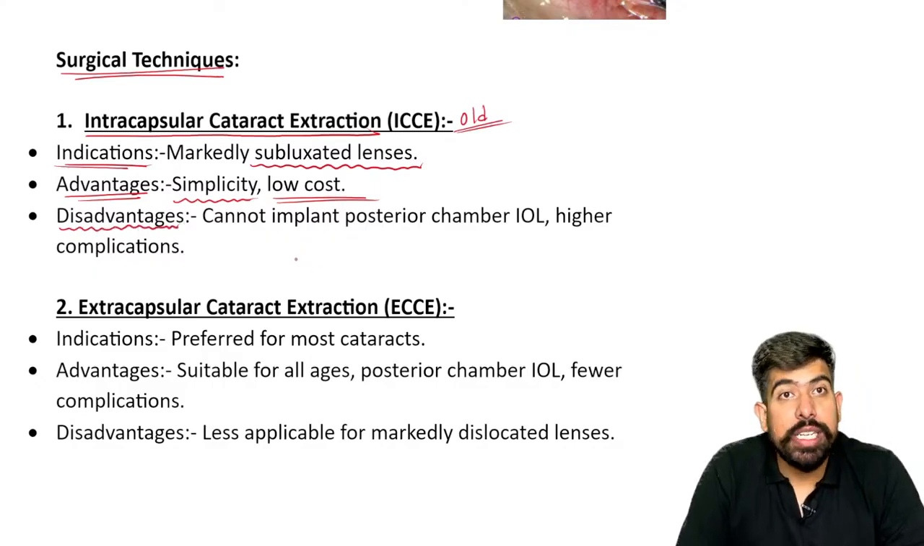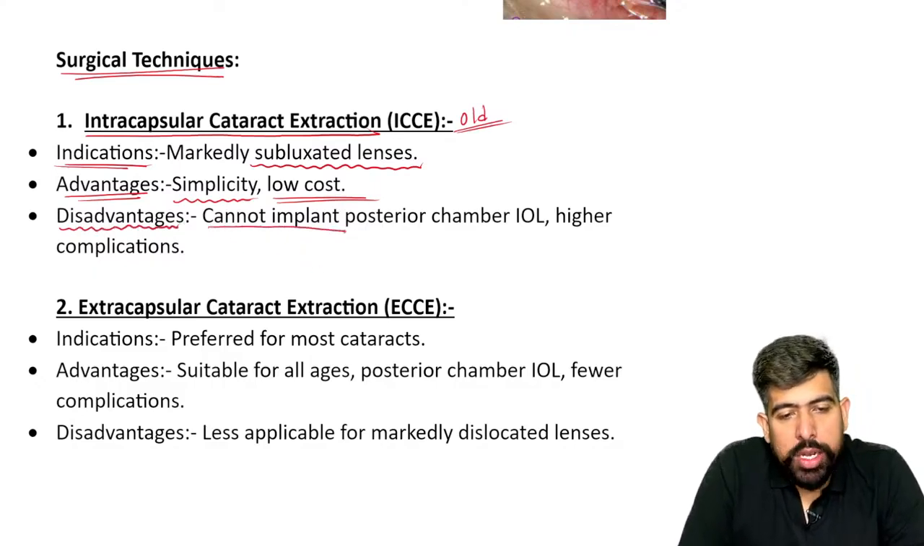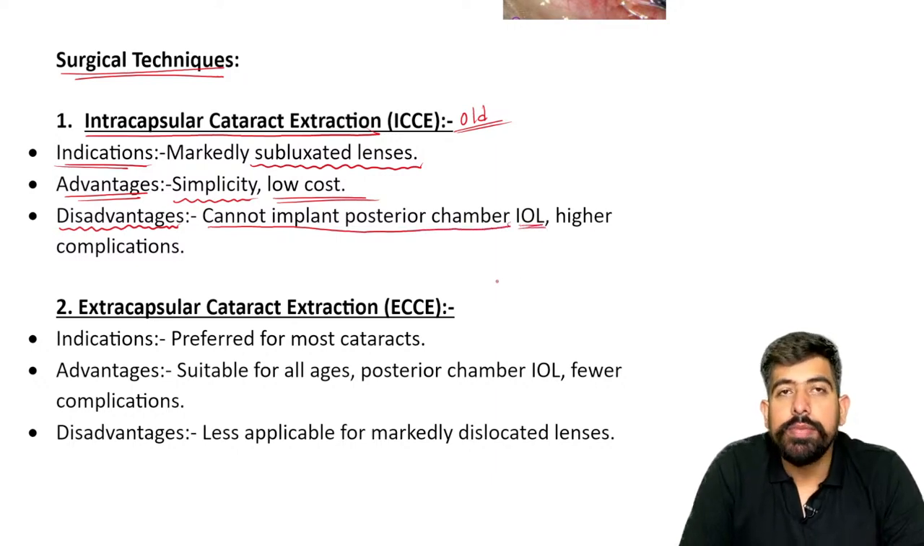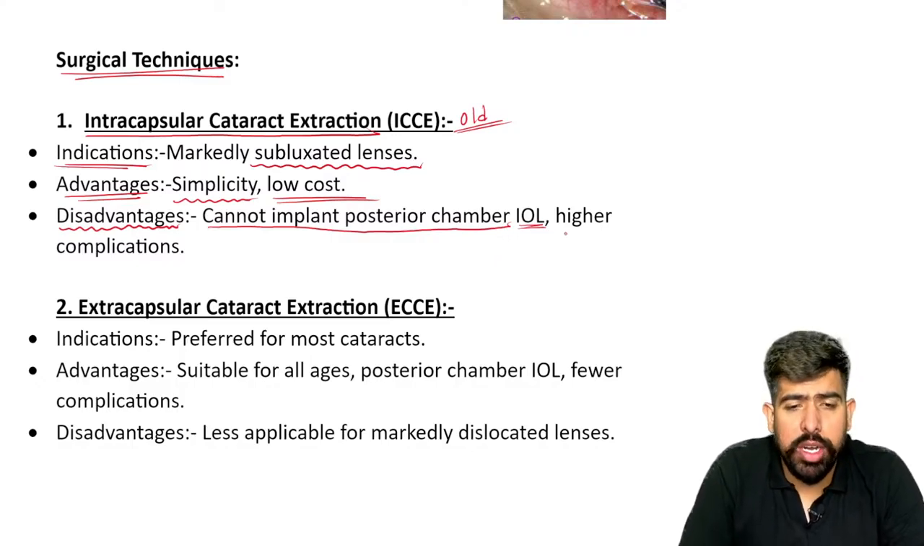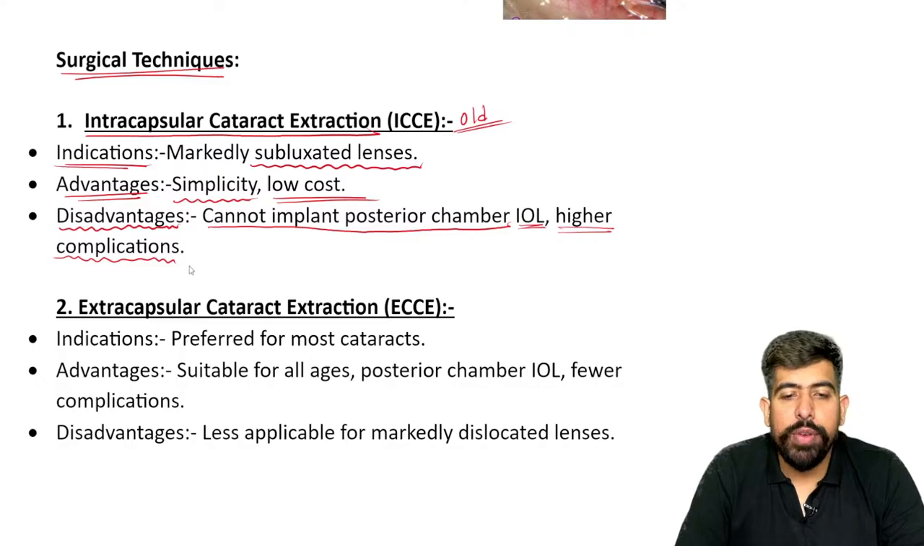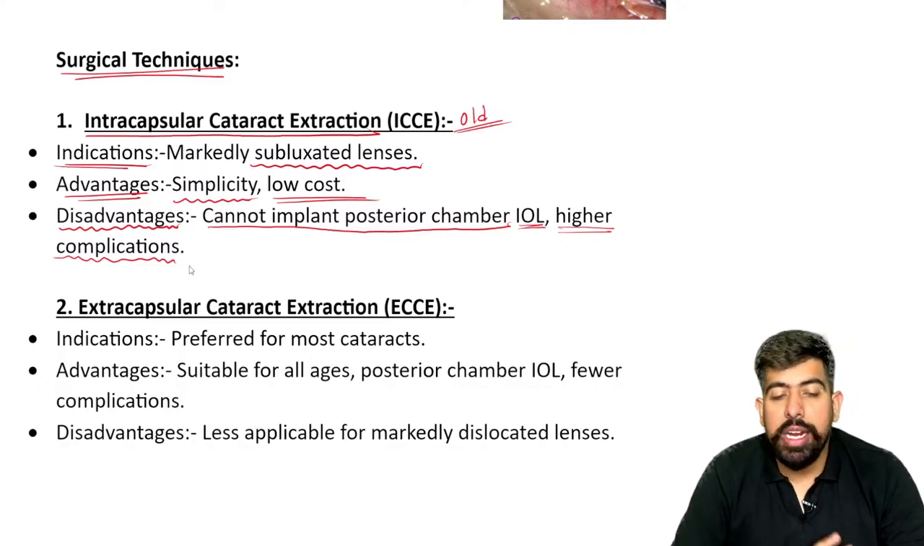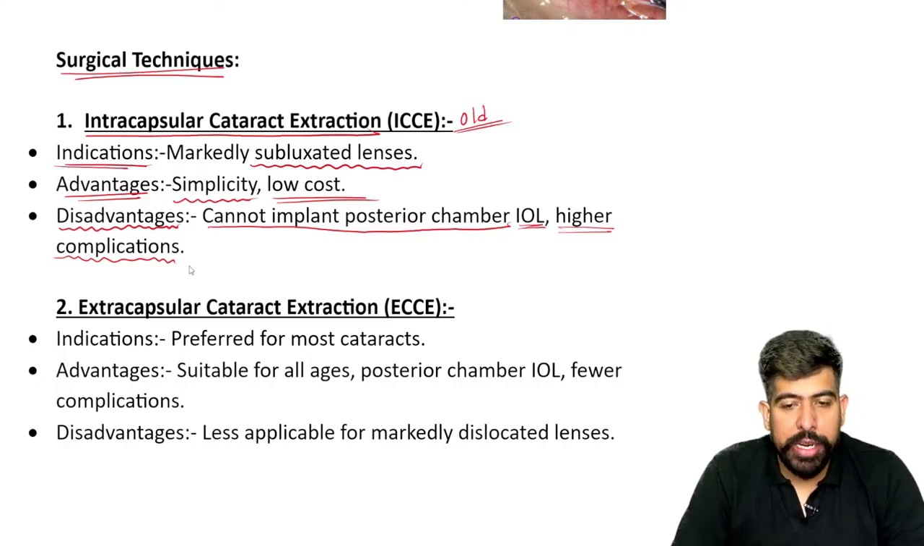What are the disadvantages we are going to get? We cannot implant the posterior chamber intraocular lens. As the lens is removed from the posterior chamber, we cannot put a posterior chamber intraocular lens. And please always and always remember, it has very high complications. So this type of surgical technique has high complications.